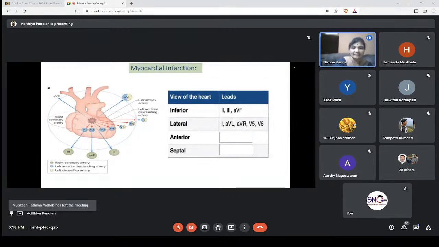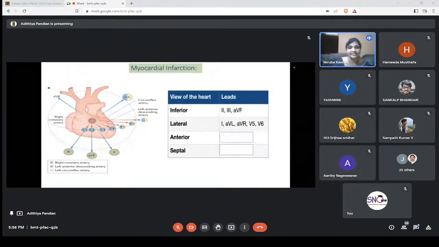So if it is lateral, where is lead 1? Lead 1 is a horizontal plane. So lead 1, AVL which is above, AVR, that side of the heart, the upper part of the heart, is a lateral view. AVR, AVL, 1, V5 and V6. V5 and V6 are towards lead 1. So all these will be affected in lateral wall ischemia.